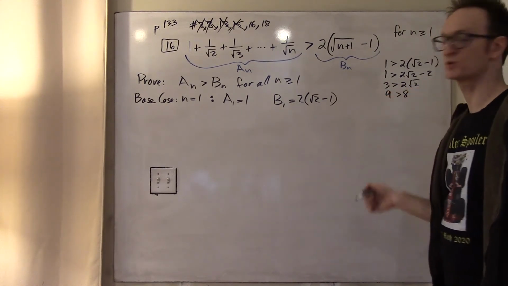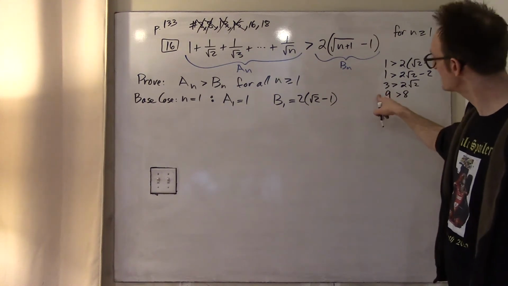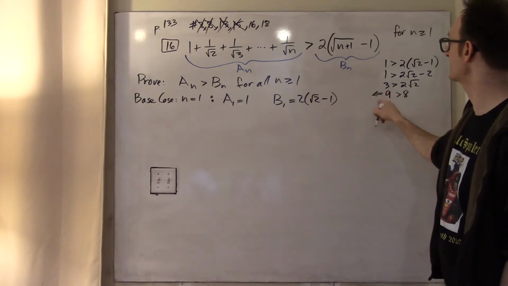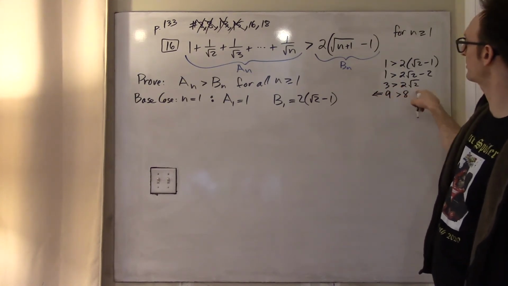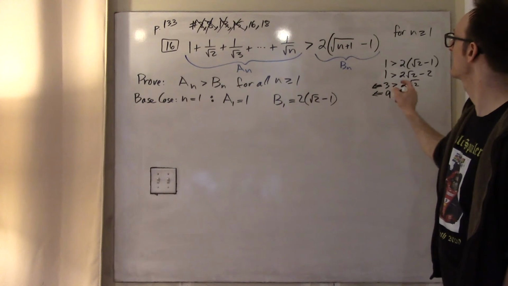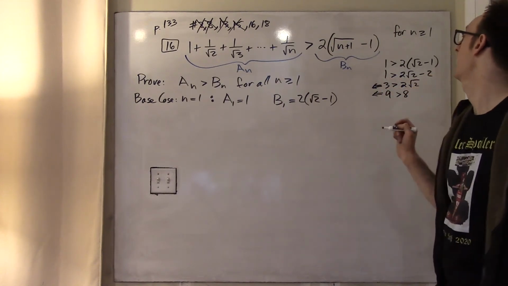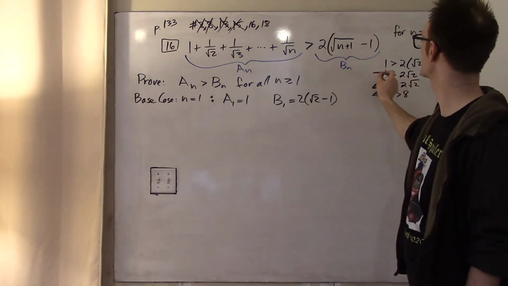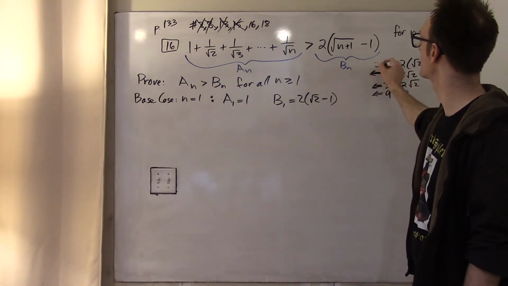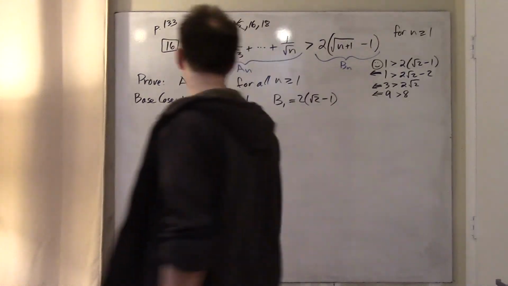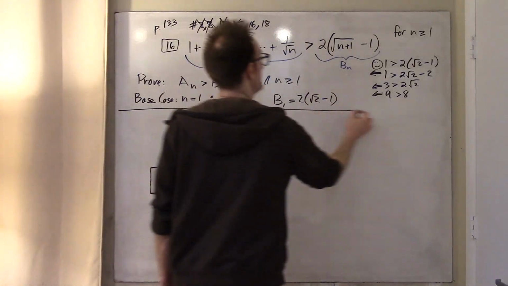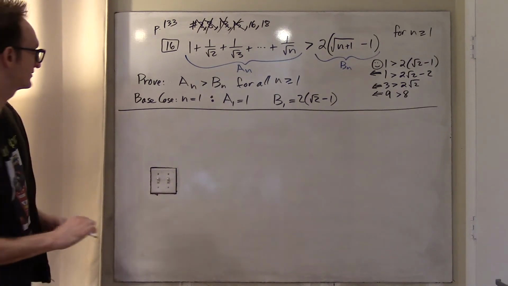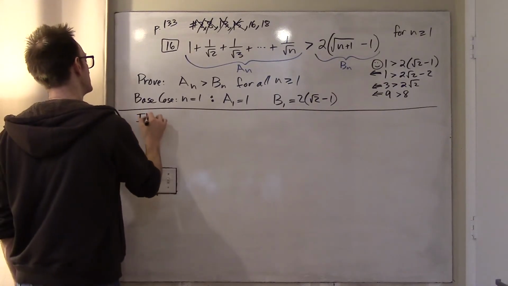And so what you should really say is, look, 9 is bigger than 8. The fact that 9 is bigger than 8 implies that 3 is bigger than 2 root 2, which implies that 1 is bigger than the thing, by subtracting 2 from both sides, and so we get the thing. Okay, so base case kind of done. Let's do our inductive step. So I'm going to make my inductive hypothesis.